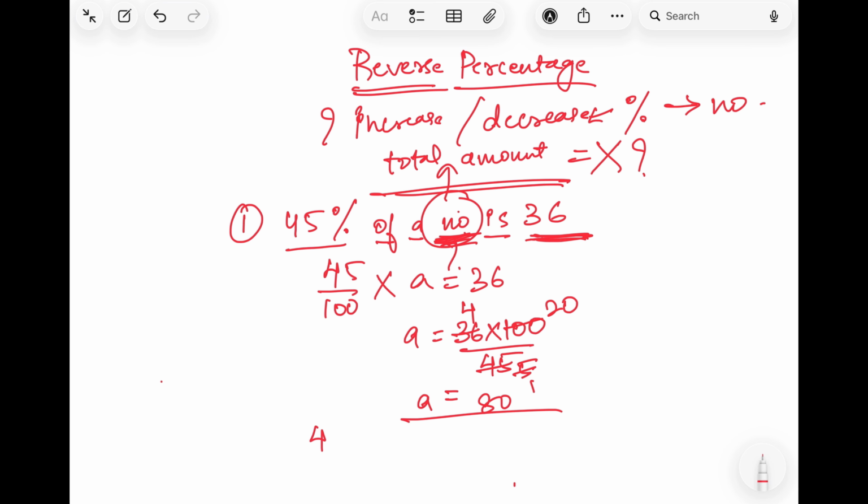So now we can write 45% of 80 is 36. Right? So 45% of 80 is 36. So this was reverse percentage, in which the total was not given to us. We had to find it, and the answer was already given to us. So this is it for this chapter or topic, percentages.